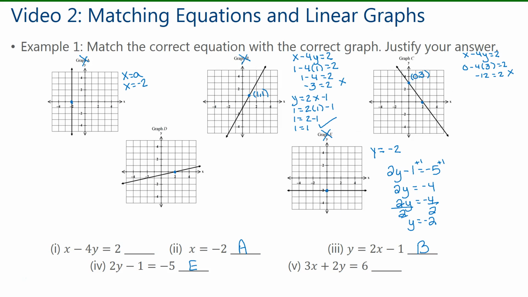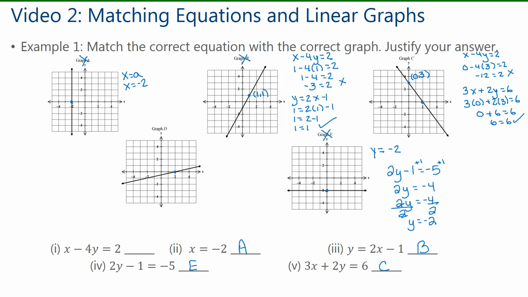It should match equation 5. So let's plug it into 3x plus 2y equals 6 to make sure. So 3 times 0 plus 2 times 3 gives me 0 plus 6, or 6 is equal to 6. So it works in equation 5.